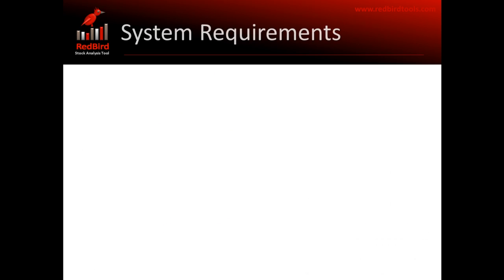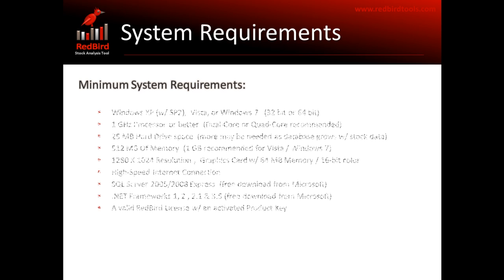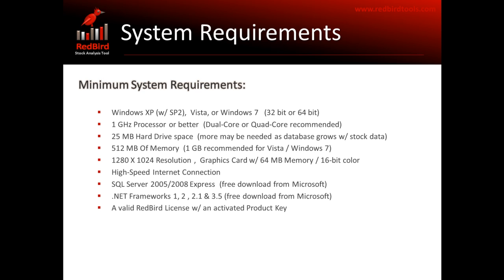System requirements. The RedBird product is designed to operate under a wide variety of systems. Minimum requirements are as follows. Users must run one of 3 versions of Windows, either Windows XP with Service Pack 2, Vista, or Windows 7. Both a 32-bit and 64-bit version of the RedBird product are available. The computer must possess a minimum of 1 GHz processor or better. Dual-core or quad-core is recommended.